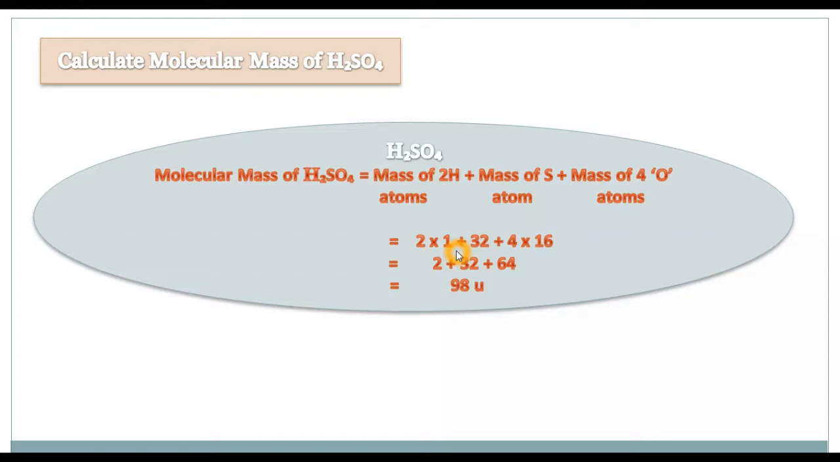So this is how we can calculate the molecular masses. But we should know the formula of the compound. The formula of the compound gives the atoms present, and the atomic masses of the elements give their masses. So whenever we know the molecular formula and we know the atomic masses of the elements, we can calculate the molecular mass.